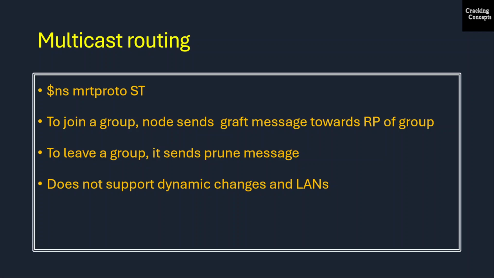At the time the multicast simulation is started, the protocol will create and install encapsulator objects at the nodes that have multicast senders, and decapsulator objects at the rendezvous points, and connect them. To join a group, a node sends a graft message towards the rendezvous point of the group. To leave a group, it sends a prune message. The protocol currently does not support dynamic changes and LANs.